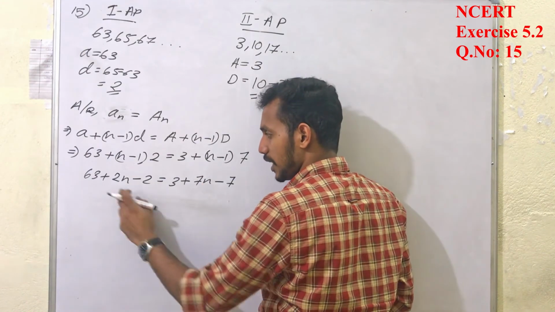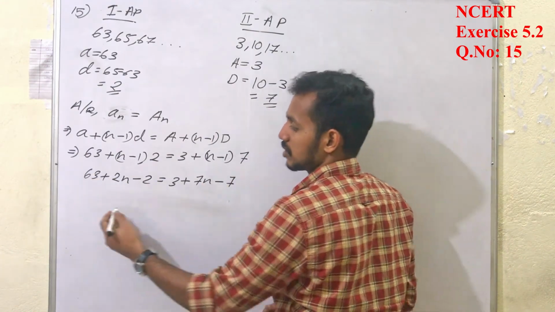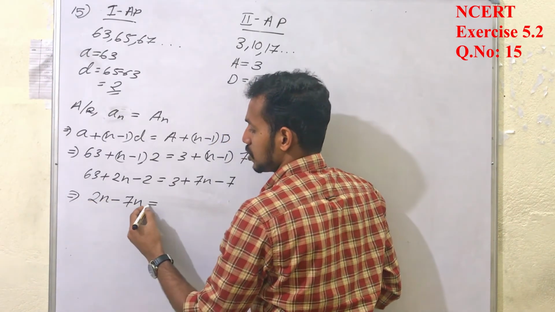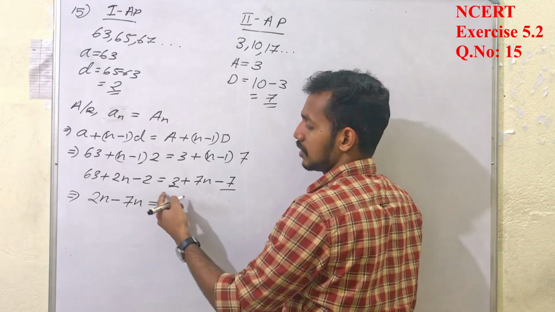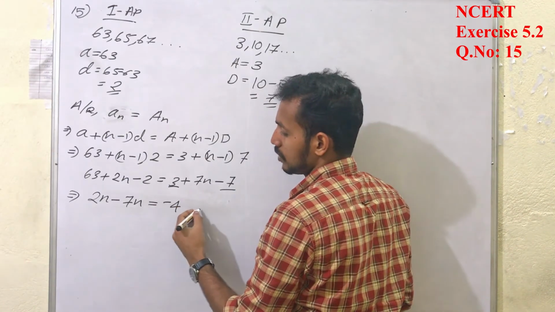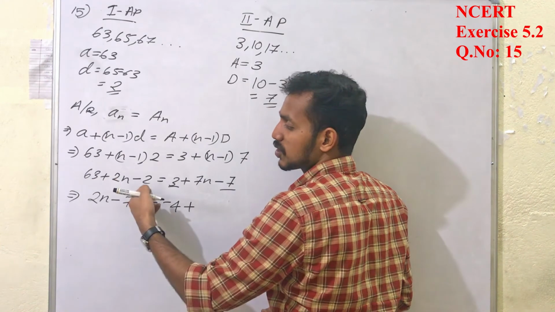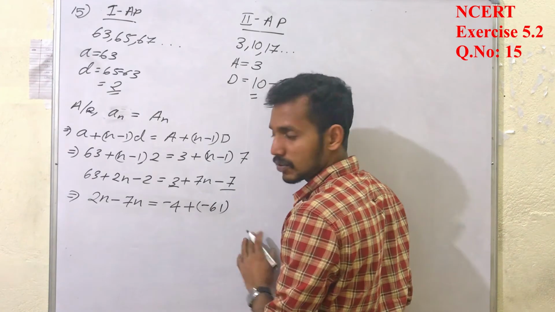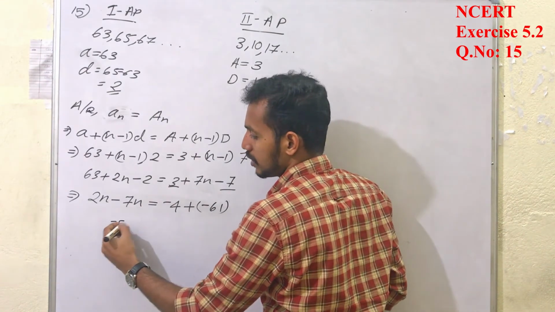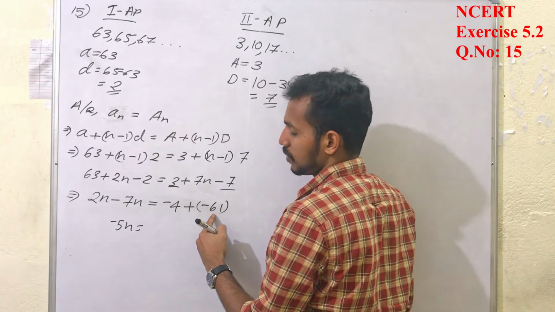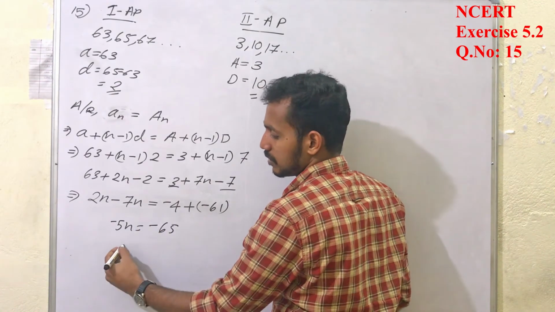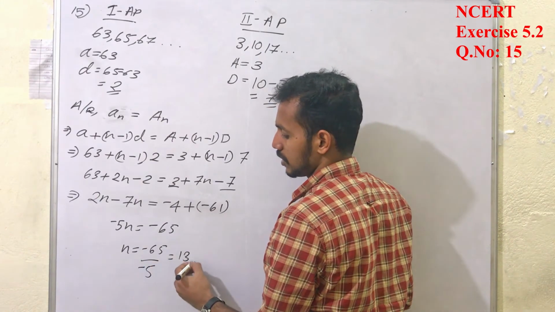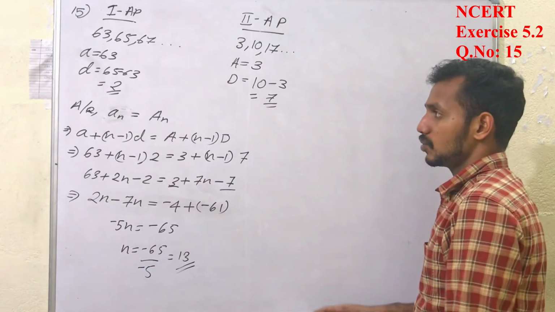Now the terms consisting of n are taken to the left side and the numbers to the right side. So what will we get? 2n minus 7n, which is equal to 3 minus 7, which will be minus 4, plus 63 minus 2 will be 61. The 61 taken to the right side will be minus 61. Then minus 5n is equal to minus 61 minus 4, which is minus 65. Then n is equal to minus 65 divided by minus 5, which is equal to 13. So the 13th terms of these two APs will be equal.